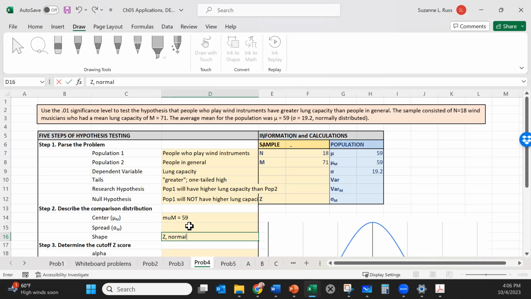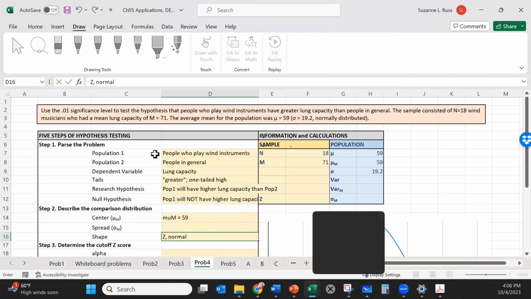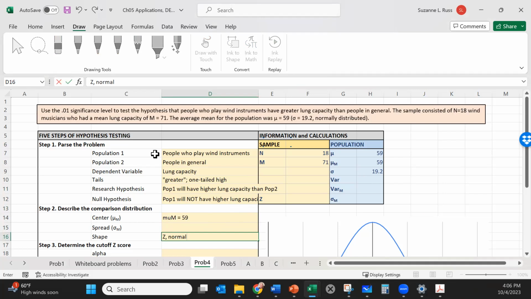And you can always write the word normal because that is an assumption we're assuming we will always meet in here. Next, we have to take our steps to calculate spread. And we know that since we have n greater than 1, we have to figure out the standard deviation for the distribution of means. And in this class, we always do this in 3 steps.